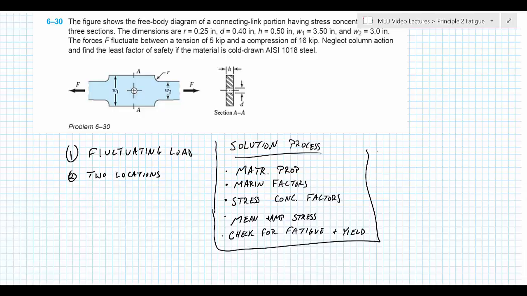At the moment we don't know where it's going to break, either the fillet or the hole, so we're going to approach it from both locations. You can read the description of this problem in the textbook, the 10th edition. This is Shigley's problem 6-30.